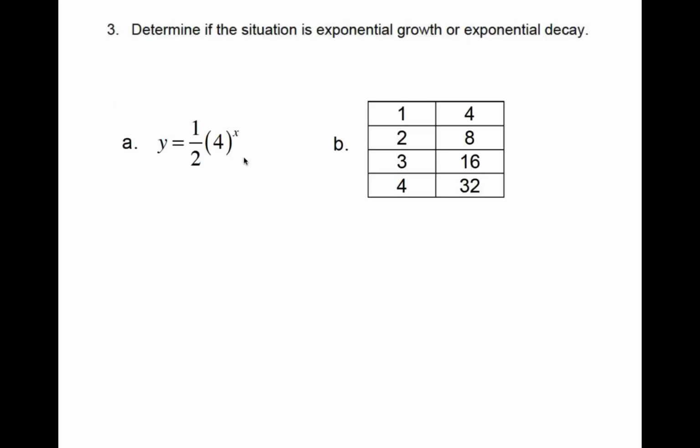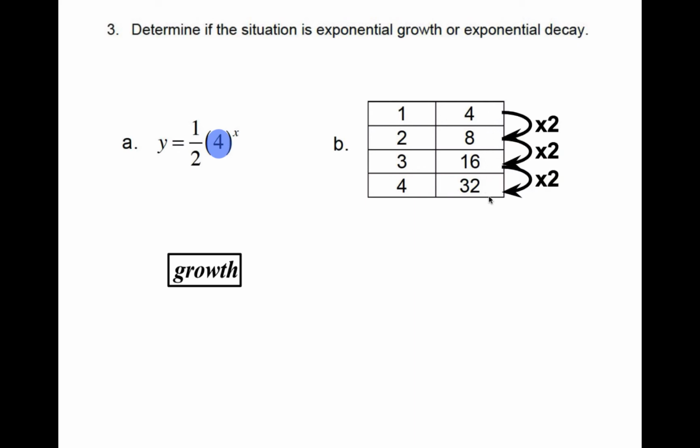So determine if the situation is exponential growth or decay. That means I have to figure out what my b value is. So I'm going to ignore the a value. I'm just going to look at the b. Since b is 4 and 4 is more than 1, this is growth. I need to figure out my b value here. So what am I multiplying by? 2. That's more than 1, so this is growth.